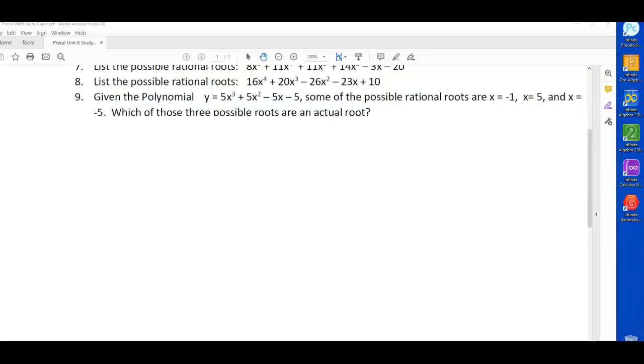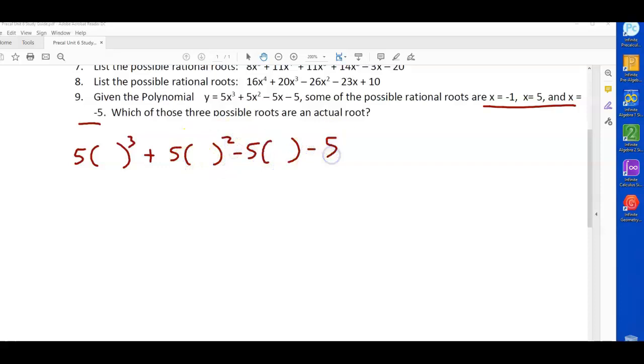Given the polynomial, I'm telling you some of the possible roots. I'm not telling you all of them. And your job is going to be to figure out which of these 3 possible roots are actual roots. So basically, you need to take your polynomial and you're going to plug in each one of these numbers that I give you. So I'll start off with -1. And you're just going to repeat that for all the other numbers I gave you.